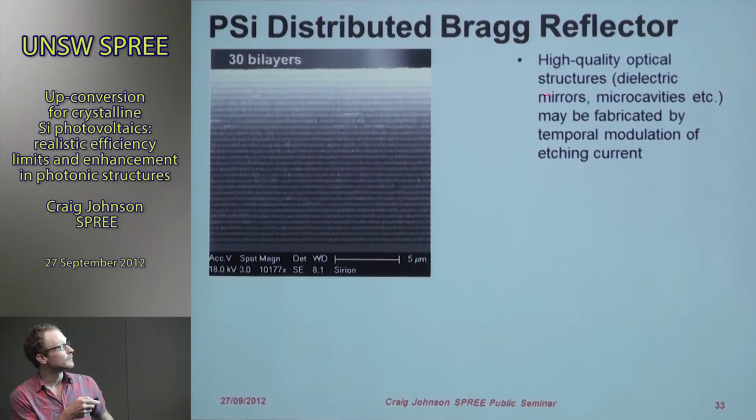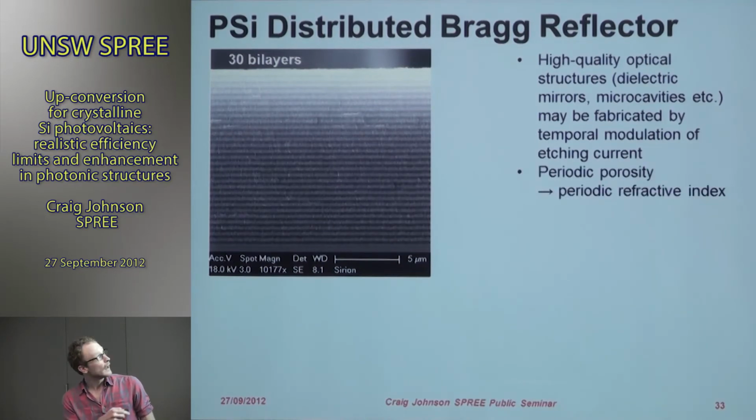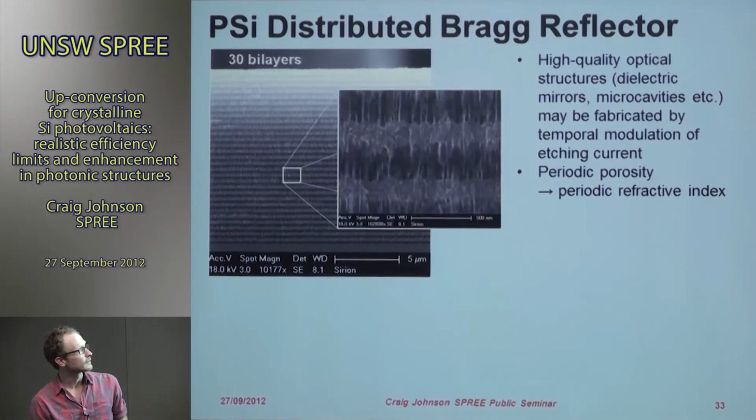You can produce high quality optical structures like dielectric mirrors, microcavities, and so on, and there's plenty of literature on this, just by doing etching in this modulated way. Again, having a periodic porosity, which comes from having periodic etching current, gives you a periodic refractive index. And you can see this is a high magnification close-up image of just a few layers, a difference in density between the layers.